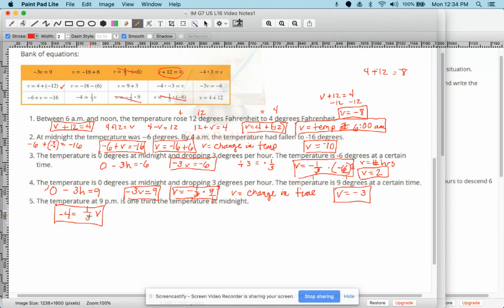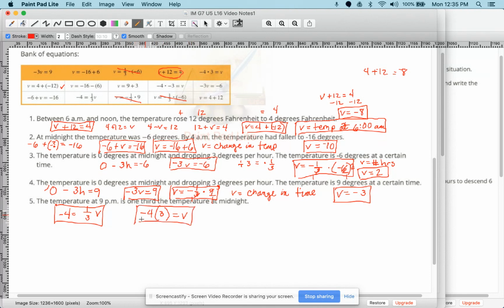To do that, I would multiply both sides by 3. So I would have -4 times 3 equals V. And do they have something like that? -4 times 3 equals V. Oh, there it is. -4 times 3 equals V. So that's the second equation we're going to use.